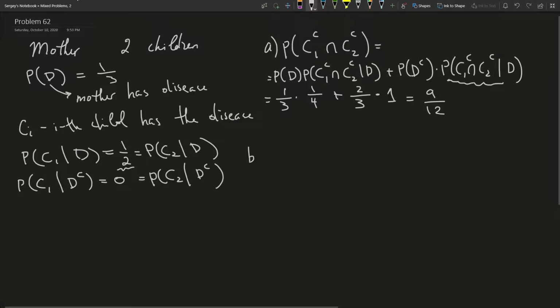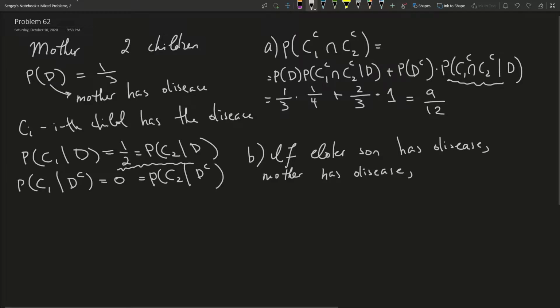Now moving on to part B. Part B says, knowing information about the elder son, can we deduce anything about the younger son? So given that the elder son has the disease, can we say anything about the younger son? Well, if the elder son has the disease, then we know for a fact that the mother also has the disease, because if the mother did not have the disease, none of her children would have it. And if the mother has the disease, we're told that the probability of the younger child having the disease is 1/2. So the younger child has probability 1/2 of having the disease.